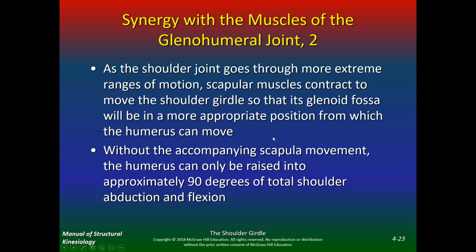If your scapula is not in the ideal position, then your humerus, which is your shoulder joint, will not be in the ideal position. And that's what can cause impingement in your rotator cuff. Without the accompanying scapular movement, the humerus can only be raised to approximately 90 degrees of total shoulder abduction and flexion. And if you try to push past that, that's where you get impingement.